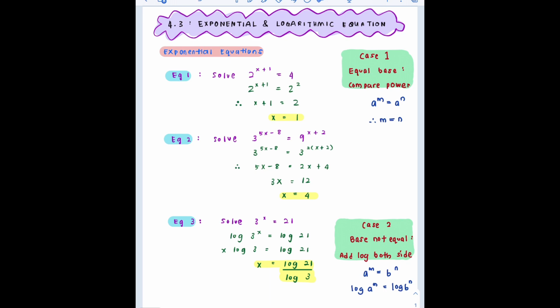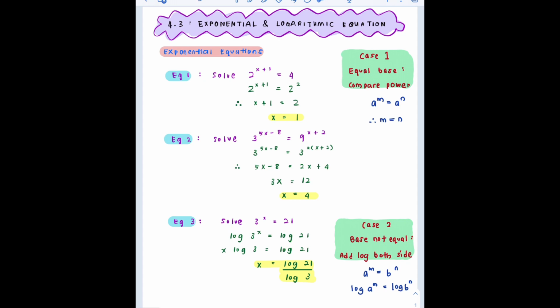The second case, or the second pattern, is when you cannot have equal bases. So the bases are not equal, and you can just add log or ln to both sides. For example, say you have a to the power of m equal to b to the power of n. You don't have equal bases here, so you just add log: left side one log, right side also one log.